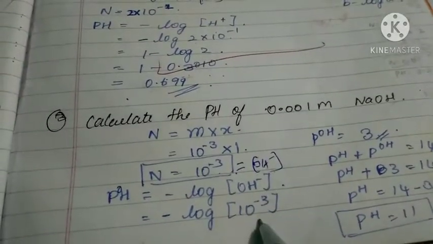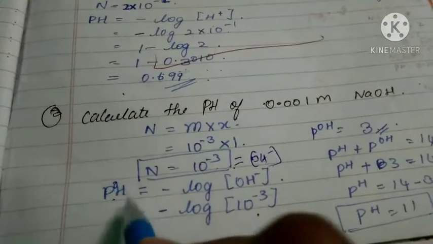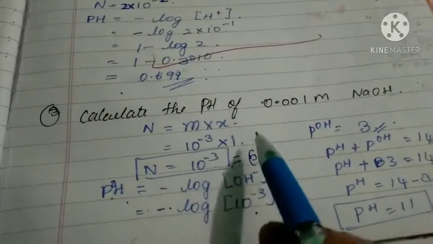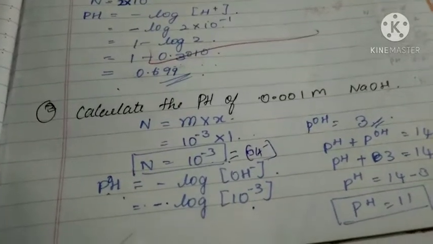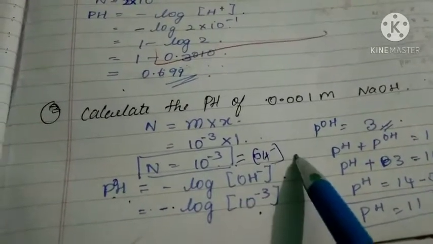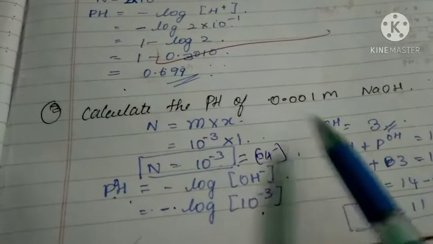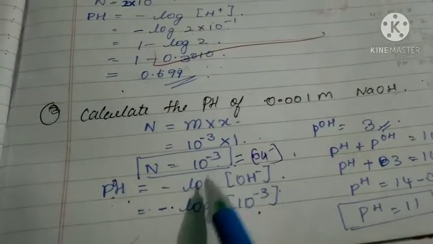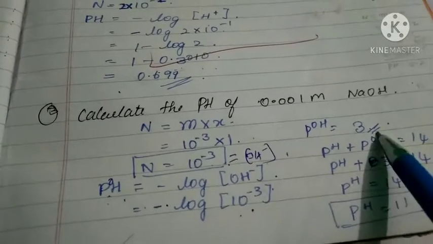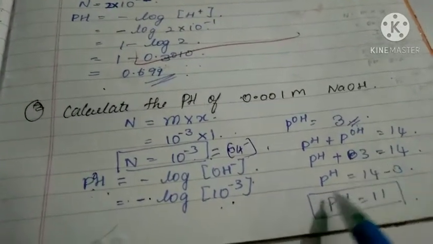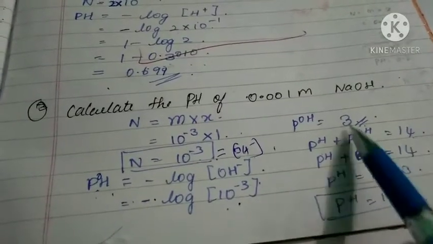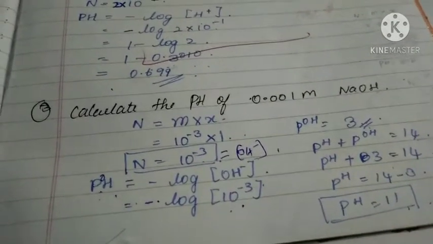Substitute this value here. First, what we have to do? We have to write pOH. We cannot write pH. When will we write pH? If H plus concentration is there, then only we will be able to write the pH expression. But here OH minus concentration is there. So we will be able to write pOH. pOH formula is what? pOH equal to minus log OH minus. Substitute this value here. Then pOH equal to 3. Then pH equal to 11, because pH plus pOH equal to 14. If you substitute this value, then finally pH equal to 11.